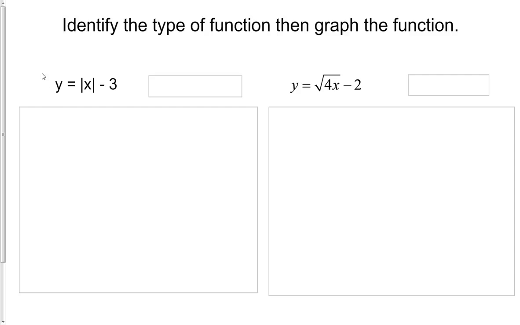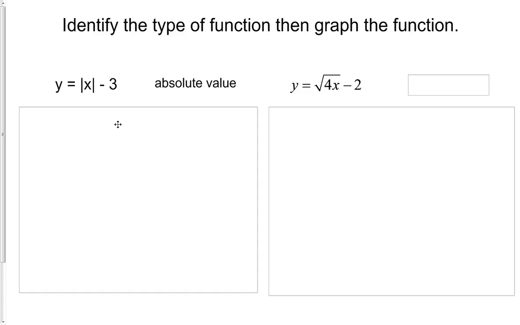In this video, we're going to practice identifying the type of function we're looking at and then graph the function. So let's look at our first question here. y equals the absolute value, that's what those bars mean, the absolute value of x minus 3. So clearly here we're looking at an absolute value graph.